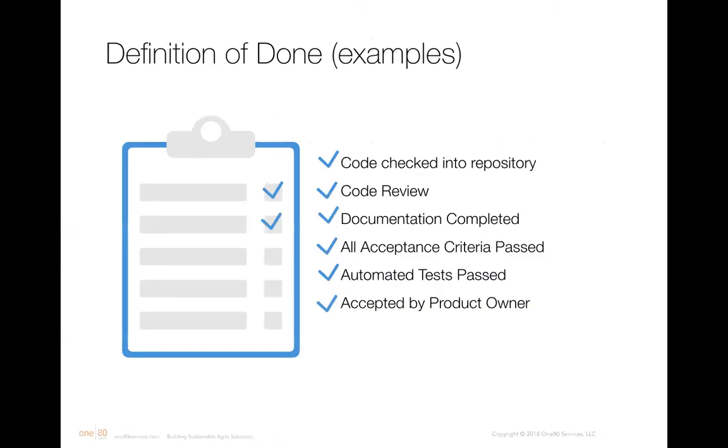And some examples that I've given here is, the code might have to have been checked into the repository. Maybe you've done a code review with the team. Documentation is complete, that you've passed all your acceptance criteria, right? Maybe your automated tests have passed, the product owner has looked at it. These two definitions are very important to help bookend and create proper user stories that have the right level of detail that avoids churn.